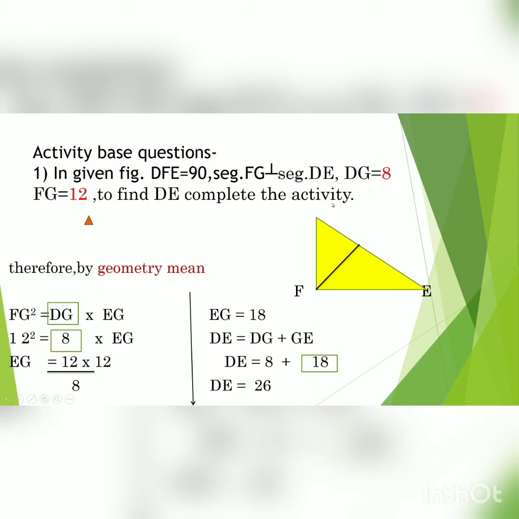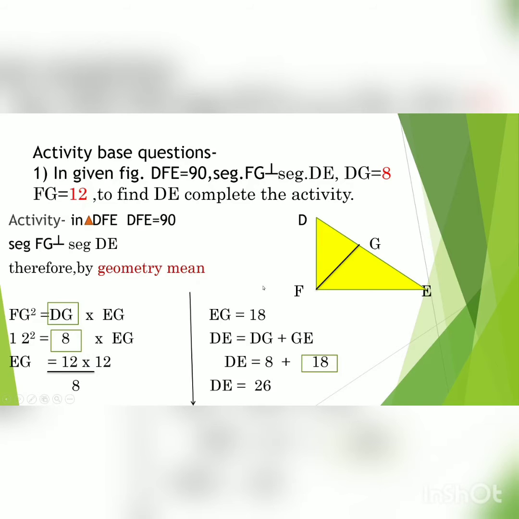Now see in this diagram. DAP is a right angle triangle, because angle DAP is 90 degrees, which is given in our question. So we draw our diagram as a right angle triangle. Then segment FG is perpendicular to segment DE, so I draw FG perpendicular to this DE. Now you can understand.